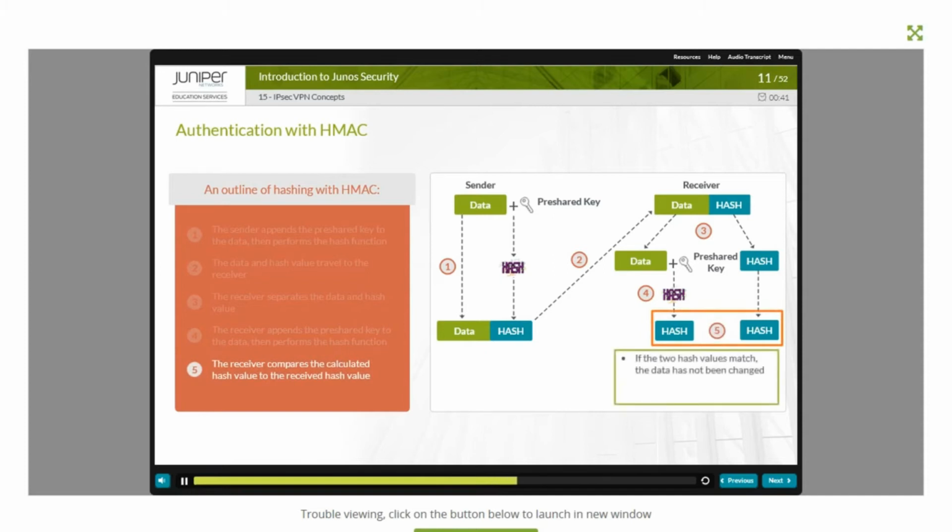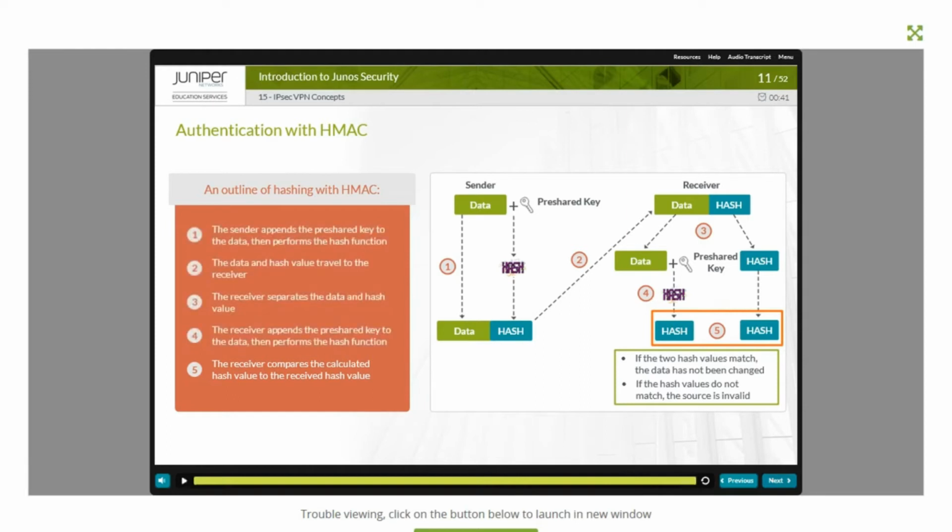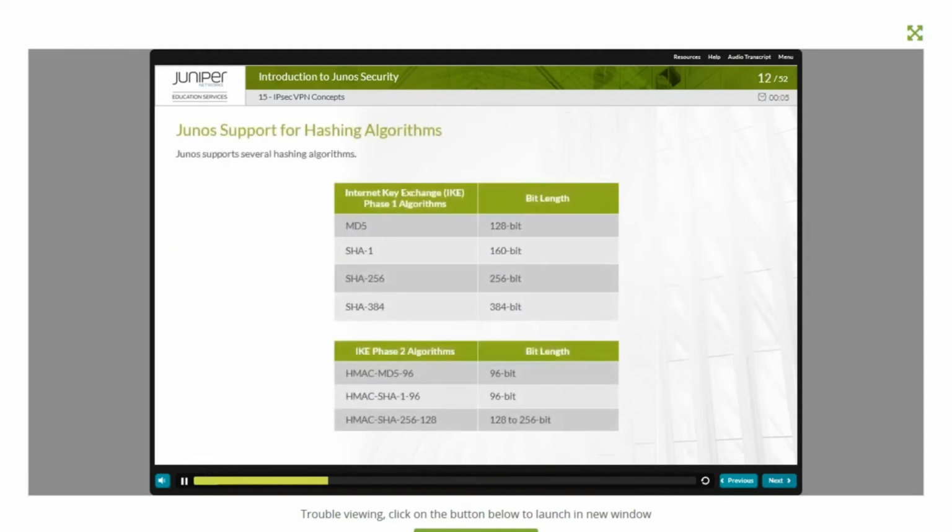If the hash values match, the data is unaltered, providing data integrity. If the hash values do not match, either the data itself is corrupt or the keys do not match, meaning the source is invalid. Either way, the receiver discards the packet. Juno security devices support the hash algorithms shown on the screen.